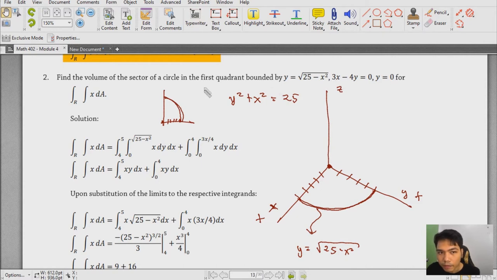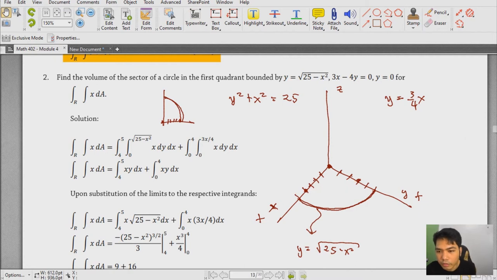Sabi natin, we have to determine yung volume of the sector of the first quadrant bounded by y is equal to square root of 25 minus x squared, and then 3x minus 4y is equal to 0. So kung 3x minus 4y is equal to 0, so ano ba yun? When x is equal to 0, we have y is equal to 0. So dito yon, and then of course, yung kanyang slope, so we have y is equal to 3/4 x. So for every rise of 3, we have 4 units na run. Okay, so basically this is the graph of that equation.